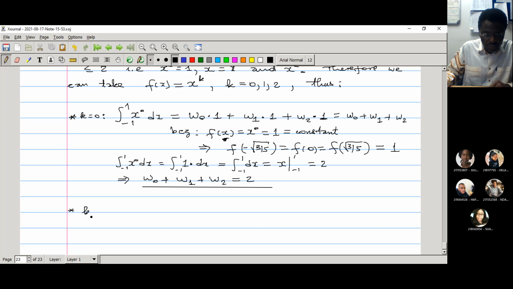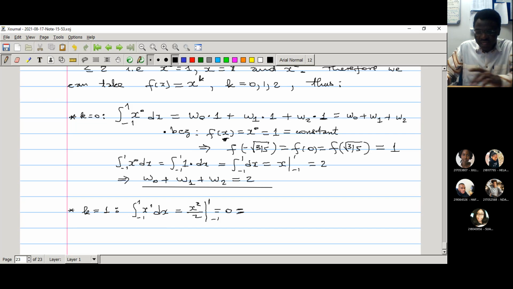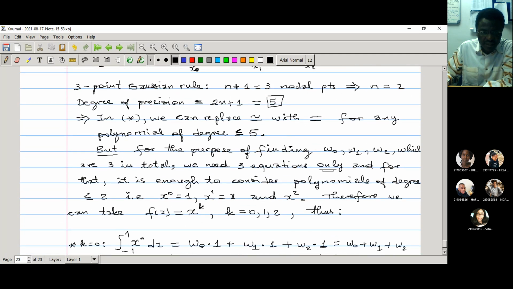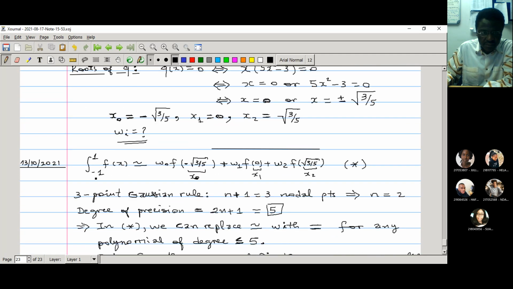Now, if you take k equal to 1, now we'll be integrating from -1 to 1, x to the 1 dx. And this is x, and the antiderivative of this is x squared by 2. We integrate from -1 to 1. You see that this function at these 2 points is the same. So when I take the difference, it is 0. So 0 is this left-hand side, this integral. That's what gives us 0.